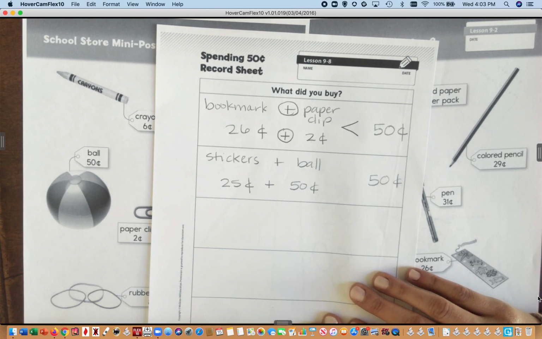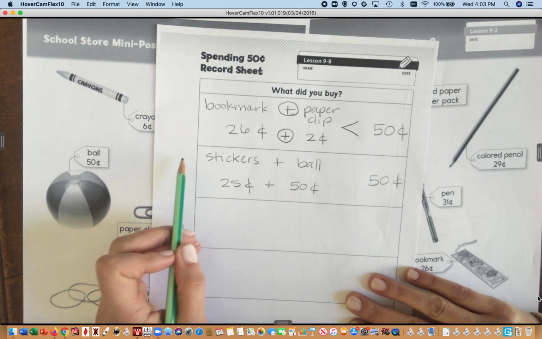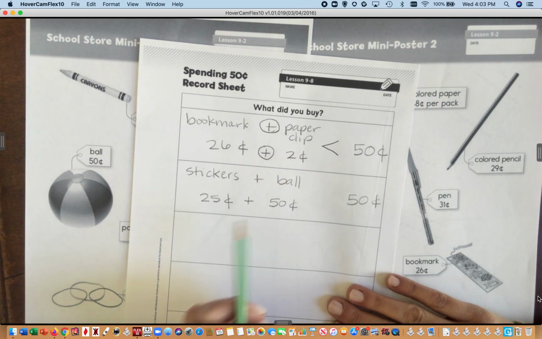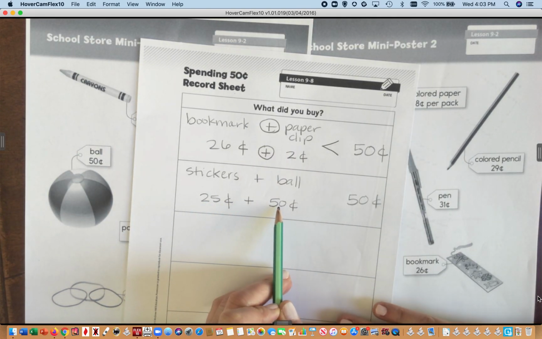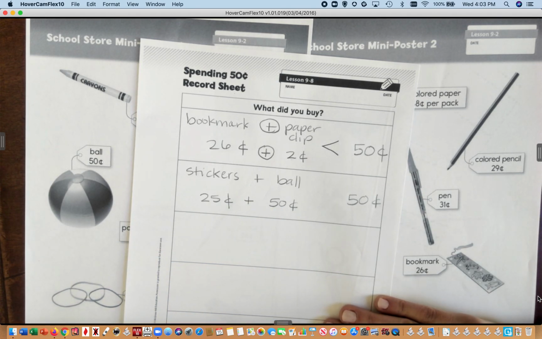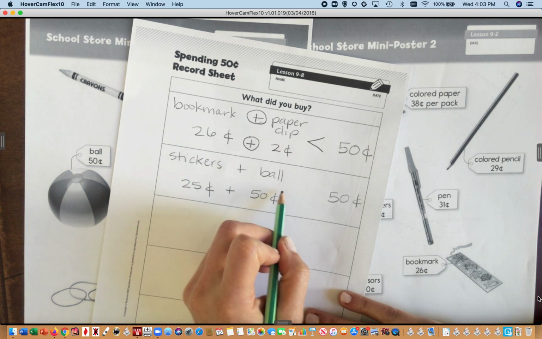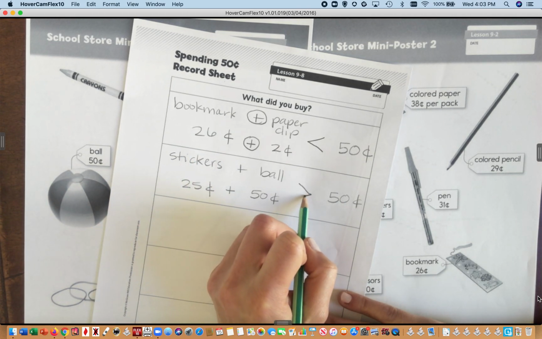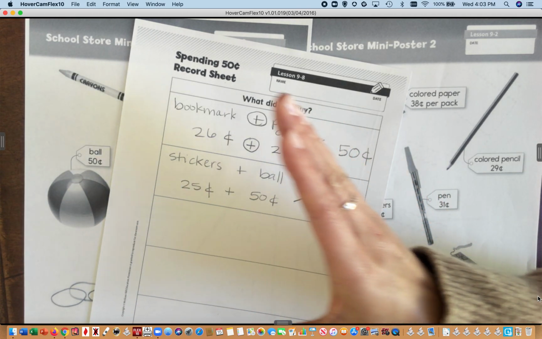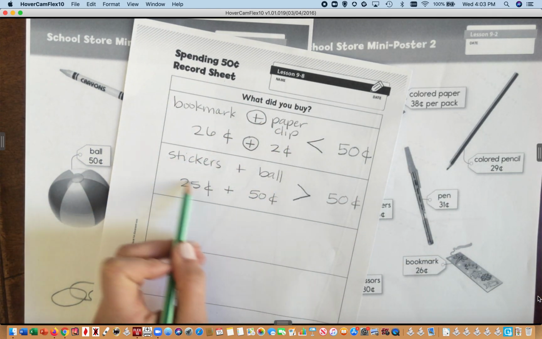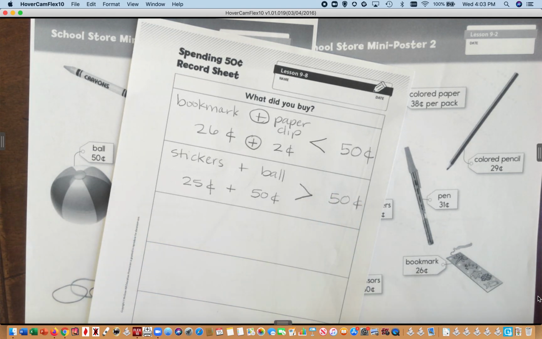I could also do some math on an extra piece of paper or over here to the side or on the back of my worksheet to find out how much this costs together. And I could use the strategies I used yesterday to help me. I know that this is greater than 50 cents, so I'm going to put the shape with the symbol open-mouthed that direction so that I can show that this value is greater than the 50 cents that I have to spend.